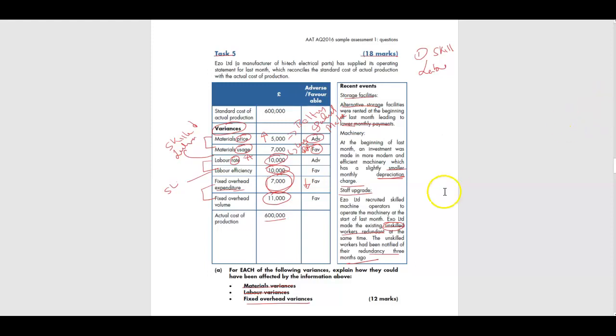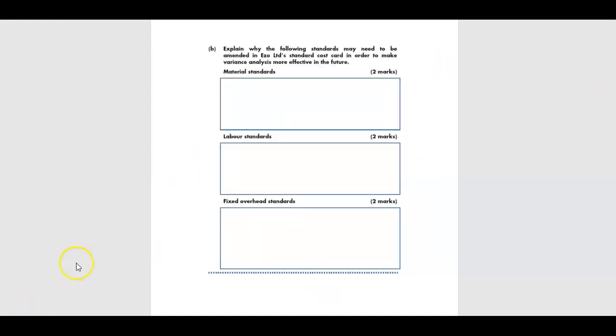So let's write down some points in the box. Alright, so for the material standard, the first point we're going to make is that maybe the price has increased generally anyway. So for any reason, maybe the price of the material goes up, and that could bring 5,000 adverse. So you can say general, number 1.